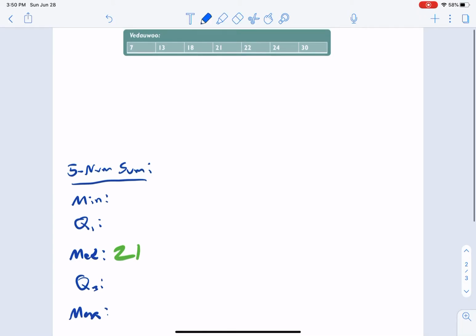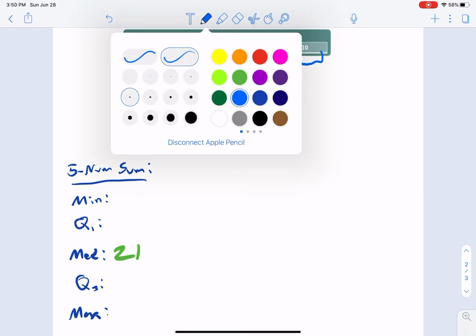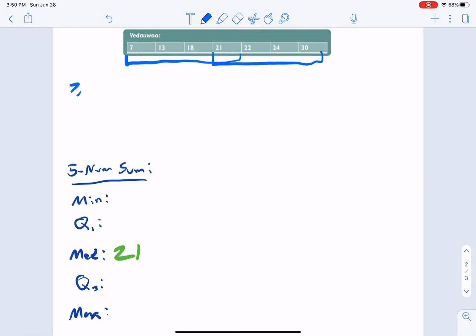All you have to do is include the median in both of these sets of data, okay? And that's it. It's really nothing too crazy. So what I'll do instead is I'll just rewrite 7, 13, 18, and then 21. So that's the median. And then do it again.